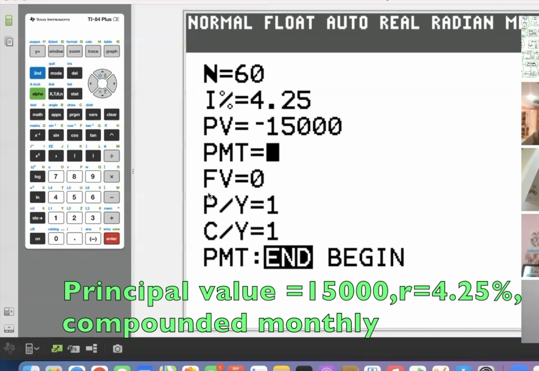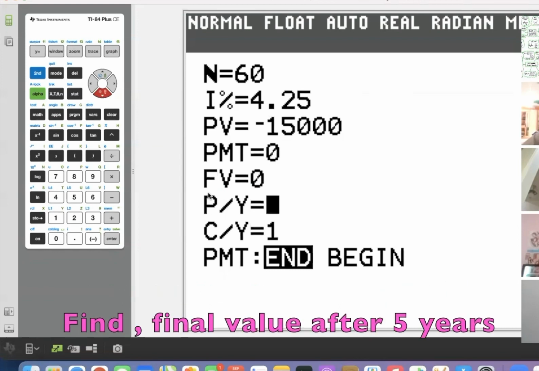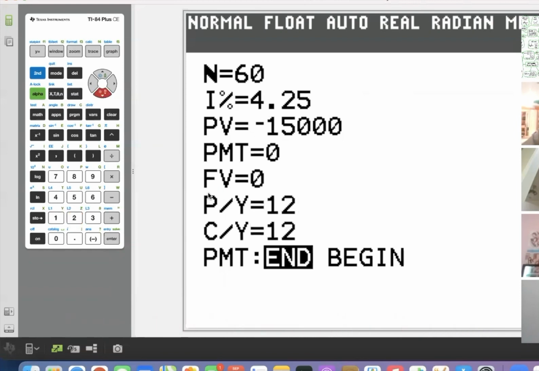Then we have the future value. Then we have the payments per year. How many compoundings are happening? 12 compoundings. So we'll make 12, and compoundings per year will also be 12. We want to find the final value. So after entering all these values, your cursor should be on the thing which we want. Sometimes you may have to find the present value. Sometimes you may have to find the interest or N. So your cursor should be at that parameter which we want to calculate.